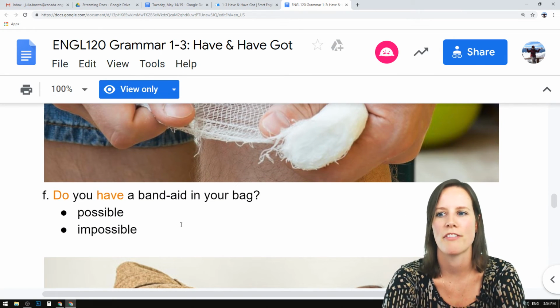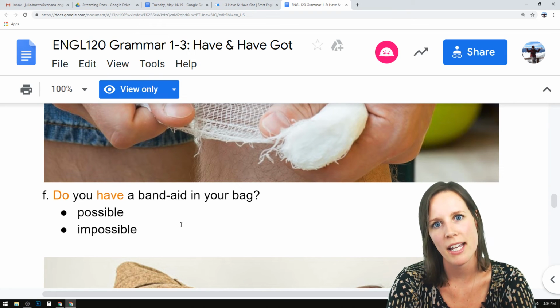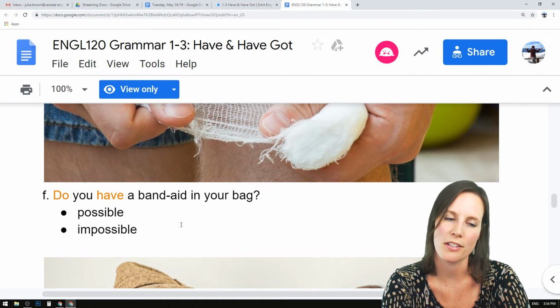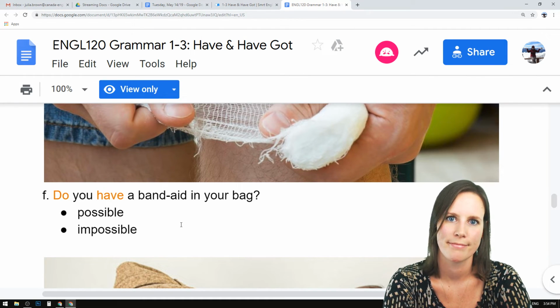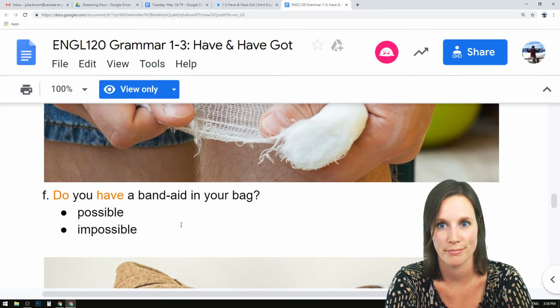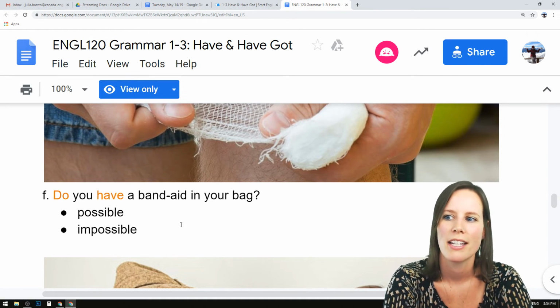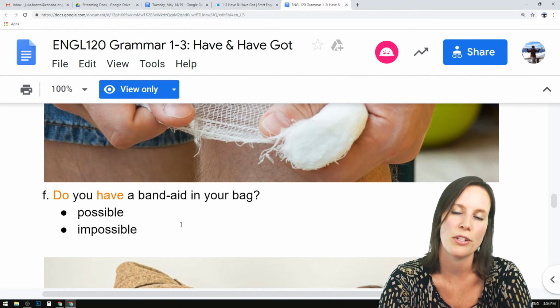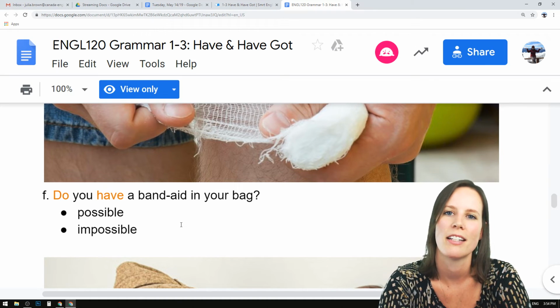Question form F. Do you have a Band-Aid in your bag? Have you got a Band-Aid in your bag? Possible or impossible for F? Tatiana saying possible, possible, possible, possible. Nice. Illness, so possible. Illness in the present. And it is kind of related to an injury, but it would be about possession, right? Do you have a Band-Aid? Do you own a Band-Aid? Have you got a Band-Aid?